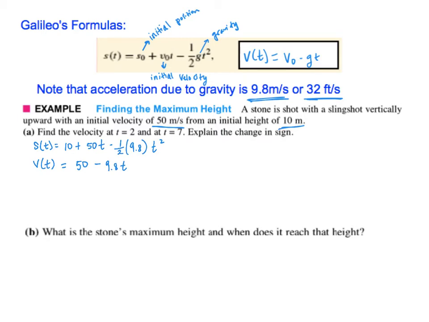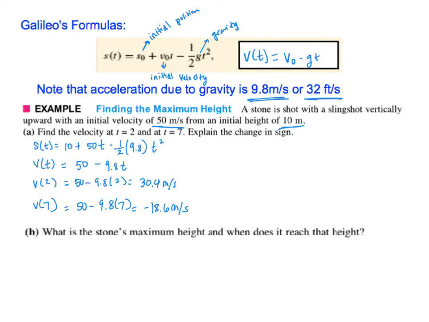They want to know what's the velocity at 2 and what's the velocity at 7. So we're using our velocity and we're inputting those values. 50 minus 9.8 times 2 will give us 30.4 meters per second. And 50 minus 9.8 times 7 will give us negative 18.6 meters per second.